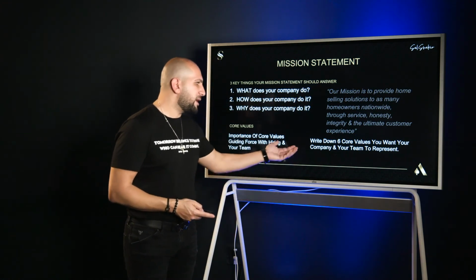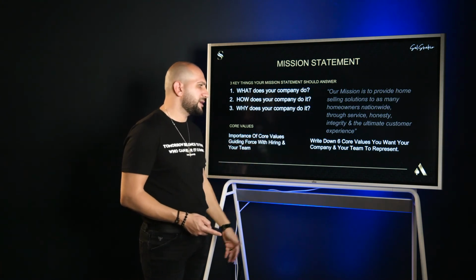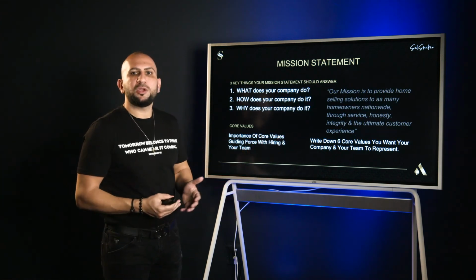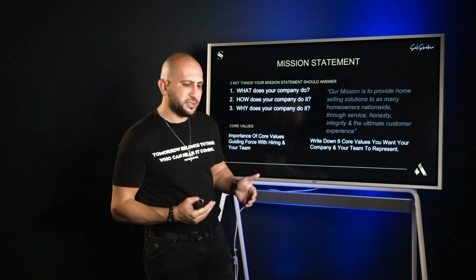All right, write down 6 core values you want your company and your team to represent. Obviously, 6 is the max, I would say. You can always do 4, anywhere between 4 and 6. And if you really want to think about it, what is so important about this? Well, obviously, time is valuable. If you hired someone and they did not work out, and you knew from the beginning they were not going to work out down the line, you wouldn't waste your time.